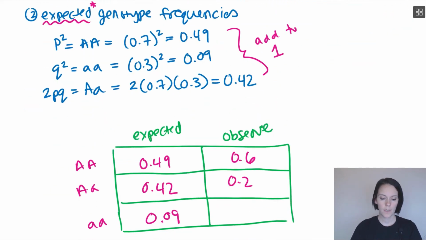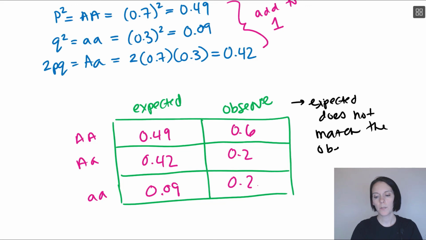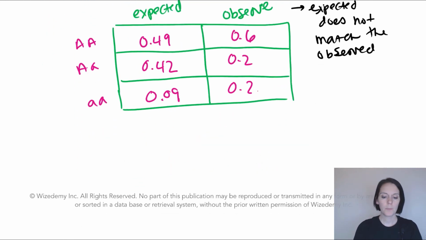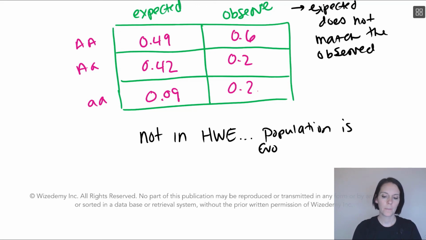And what we actually see in this population is 0.6, 0.2, and 0.2. So you can see that the expected does not match the observed. And what you can also see is that our allele frequency here changed over time. And so that means that this population is not in Hardy-Weinberg equilibrium, which means that the population is evolving.